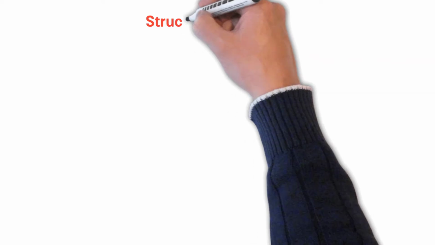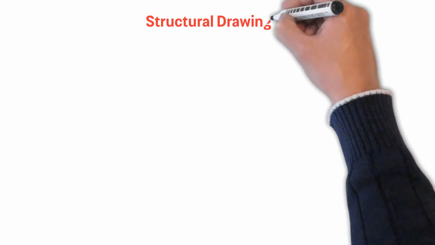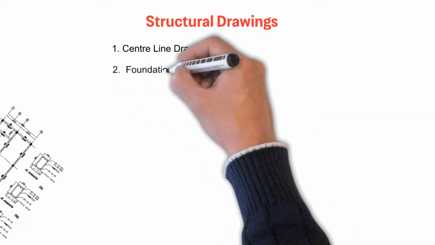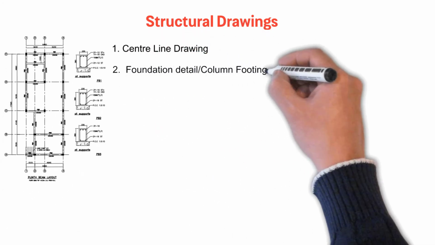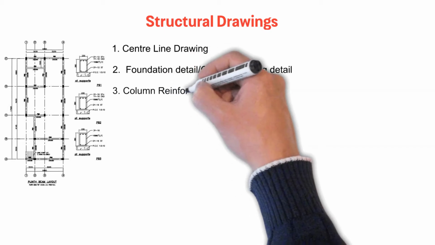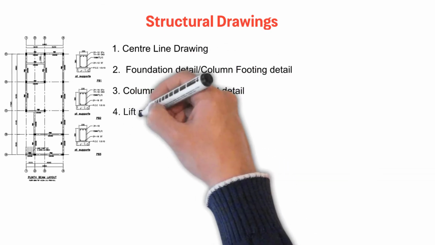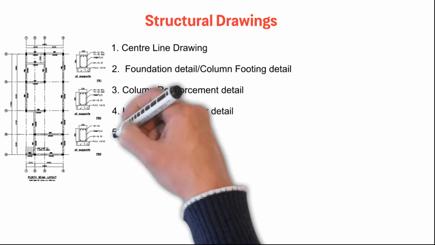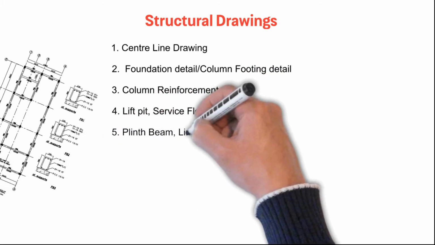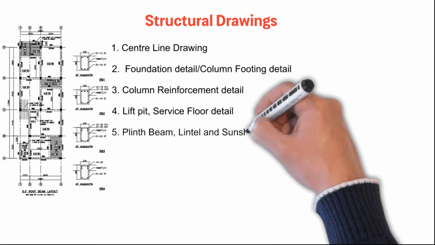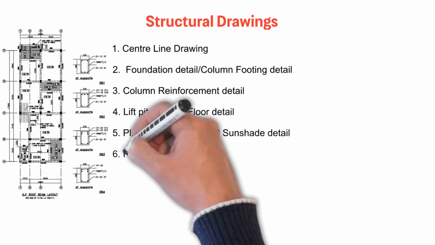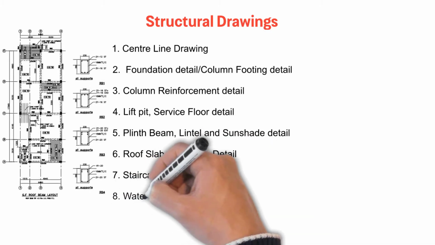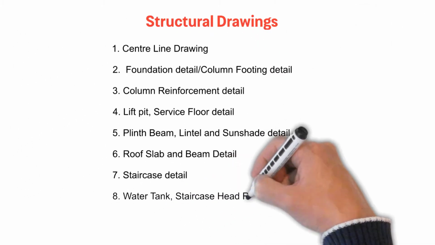Let us see specifically about structural drawing. Structural drawings must consist first of the centerline drawing, then the foundation detail, column footing detail, raft or mat detail, then the column reinforcement detail, lift pit detail, service floor detail, tie wall detail, etc. And plinth beam, lintel level detail, sunshade detail and any sill slab or any projection detail. Then the roof slab and beam details, staircase detail, water tank and other storage facilities, staircase headroom and lift machine room details.